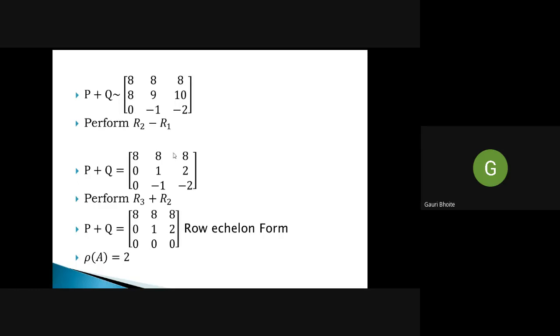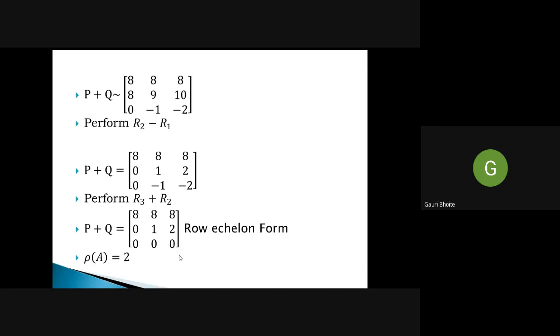Still it is not in triangular form. Again we have to make 0 below A22 also. Here is minus 1, here is plus 1, so I use R3 plus R2. So 0 plus 0 is 0, minus 1 plus 1 is 0, minus 2 plus 2 is 0. So directly we get the triangular form: 8, 8, 8; 0, 1, 2; 0, 0, 0. So it is in row echelon form.